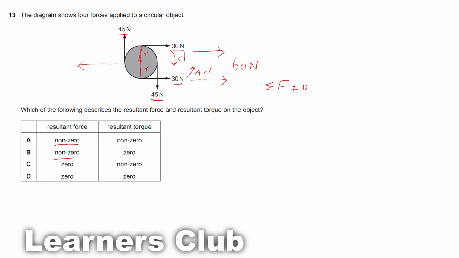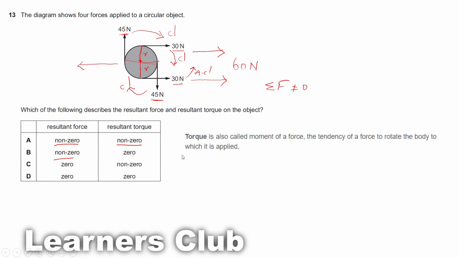However, if you consider this 45 Newton, it is moving towards the clockwise direction. This 45 Newton is also moving towards the clockwise direction. So there is a 45 Newton on both sides moving towards the clockwise direction. As a result, the turning effect is not cancelled. So the resultant torque is also non-zero. Therefore, the answer for this question is option A.